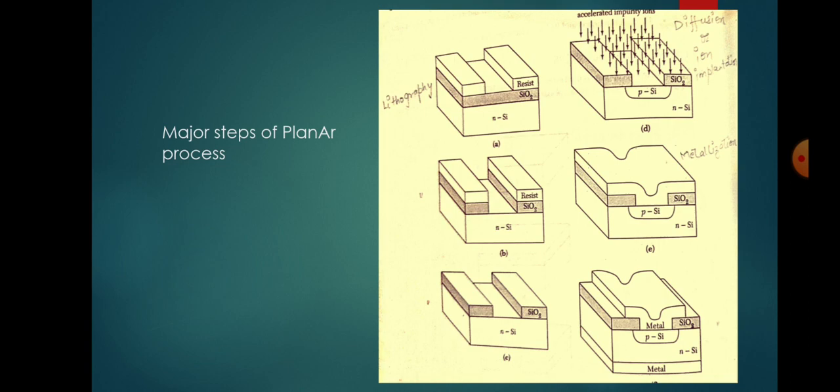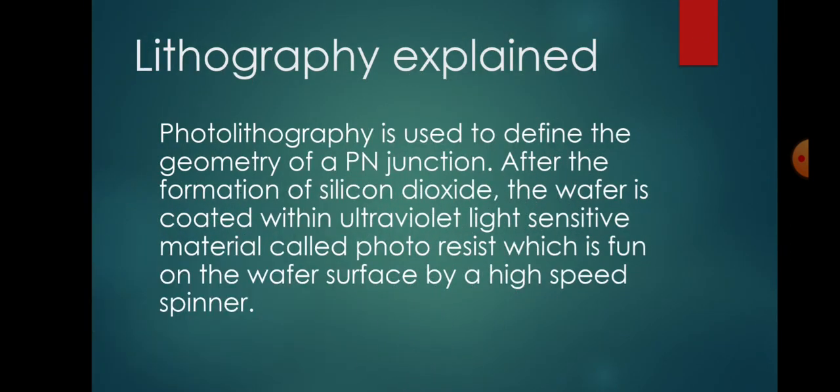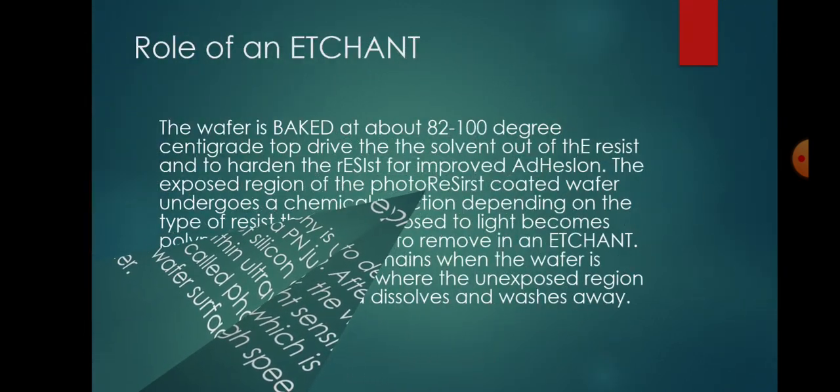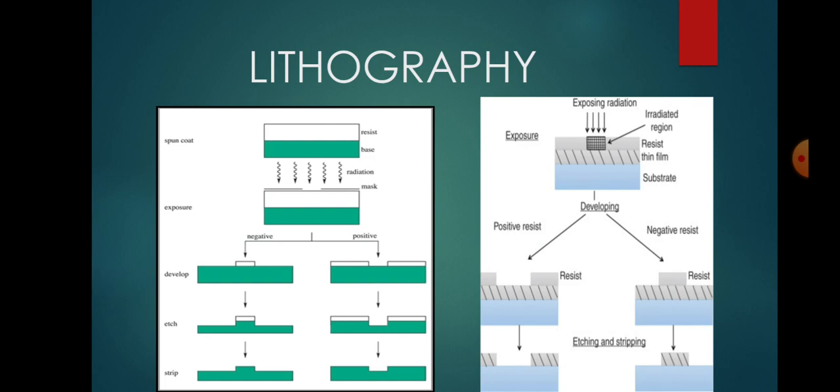The wafer is now ready for forming the PN junction by a diffusion or ion implantation process. Now we discuss what is meant by diffusion or ion implantation. So here we have shown what is the lithography. This we have shown diagrammatically.